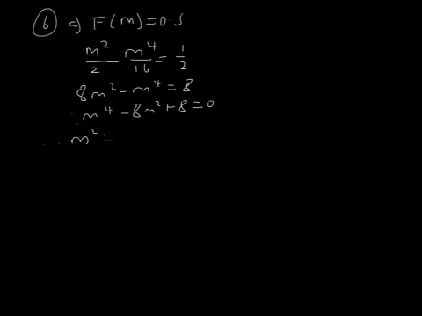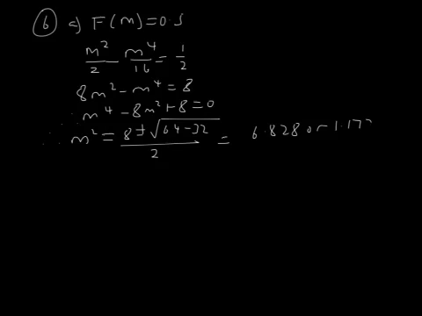So m squared is minus b plus or minus the square root of b squared minus 4ac all over 2a. That works out to be 6.828 or 1.172. Now, we're using this formula here, and that only works if d is between 0 and 2. So that 6.828 is too high, so the median must be 1.172.